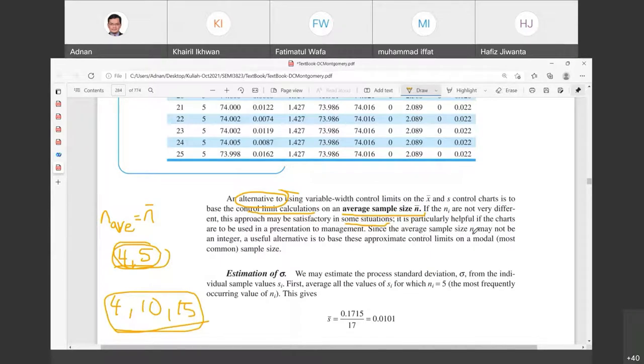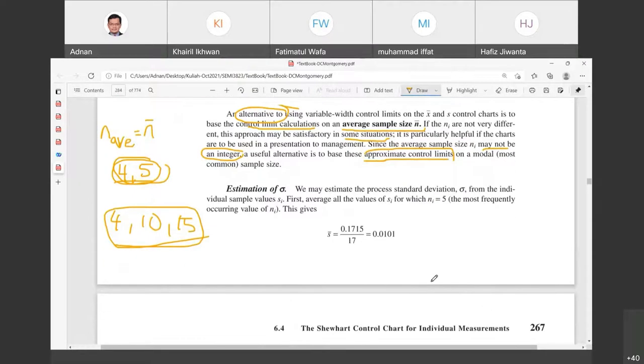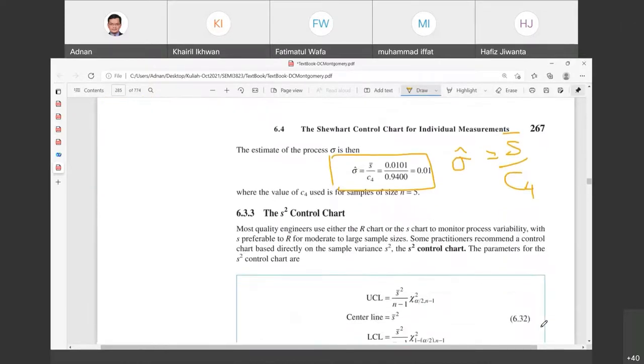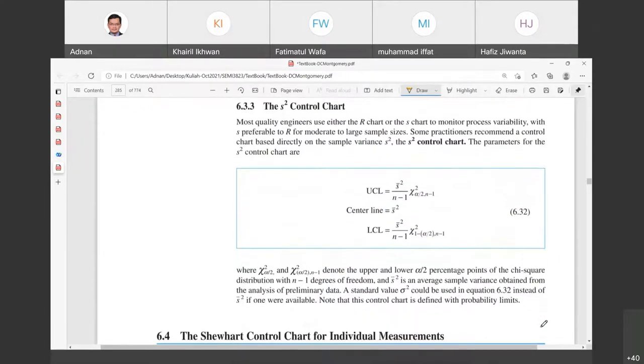Since the average sample size N may not be an integer, a useful alternative is based on approximate control limits. Sometimes when you take the average, you may not get a round number, so you can use an integer number as an approximation for the sample size. So we use approximate control limits to simplify the preparation. In the case of S, you can use this formula to estimate the value of sigma, which is the estimate of S average divided by C4, as we have seen earlier. There are other charts, like the S2 chart, but I'm not going to cover the S2 chart.